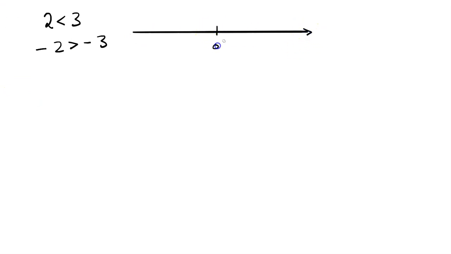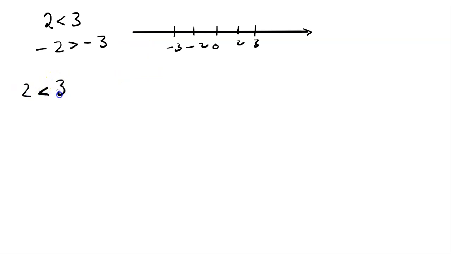Here we have 0. Here we have 2, 3, -2, -3. We see that 2 is less than 3, this one. And -2 is larger than -3 because -2 is to the right of -3. So -2 is larger than -3. So these two are true. Okay, so let's say we will start with this one.